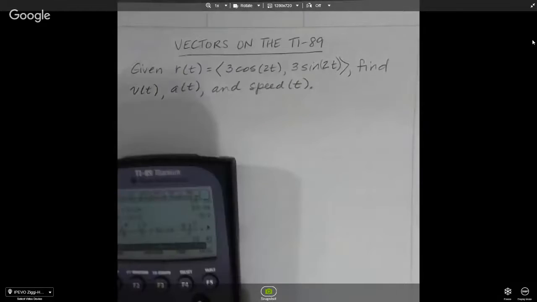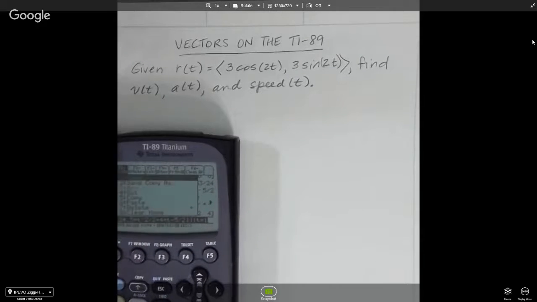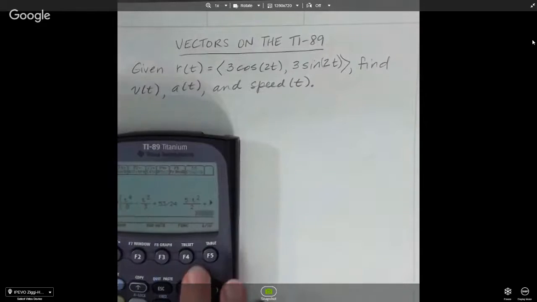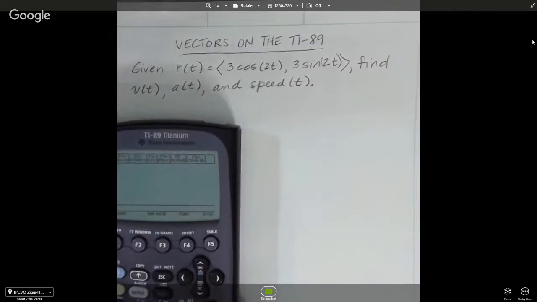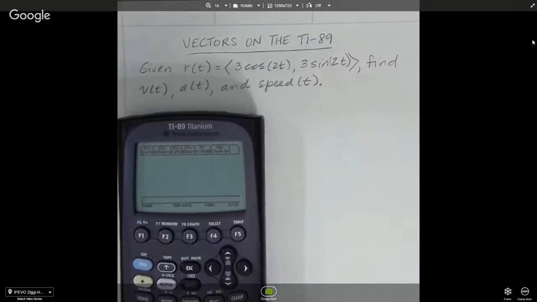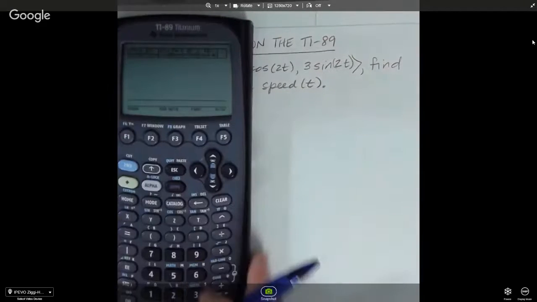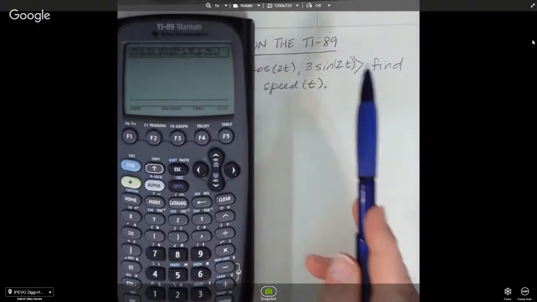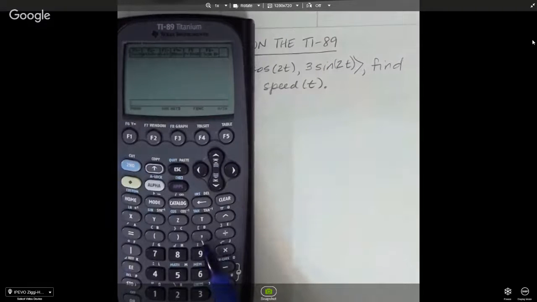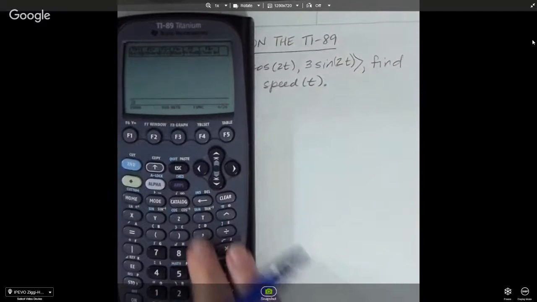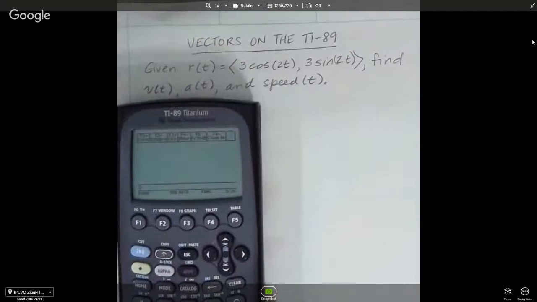Okay, so here we go. I'm going to clear my home screen. Now, to input a vector into your TI-89, instead of the angle braces that you would normally see on vectors, we're going to use this bracket here above the comma, which is the bracket that you would use for a closed interval.